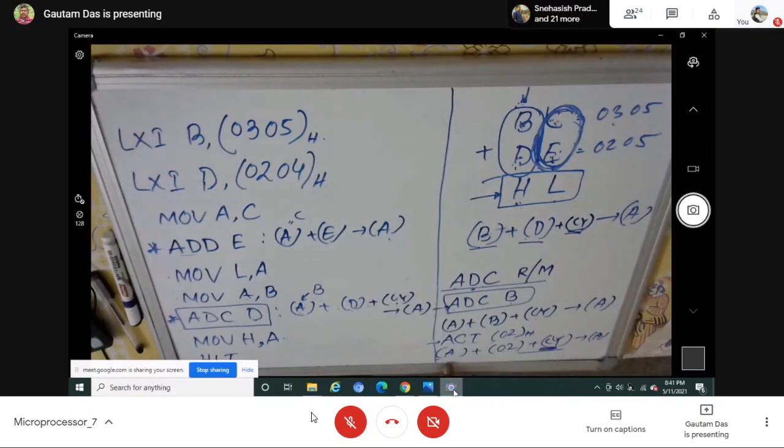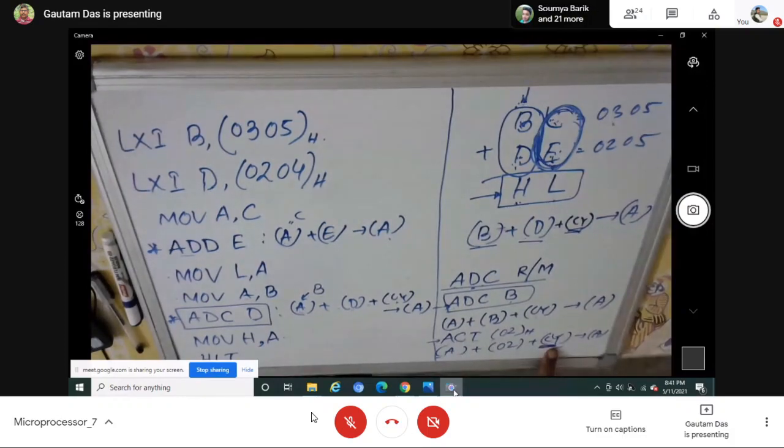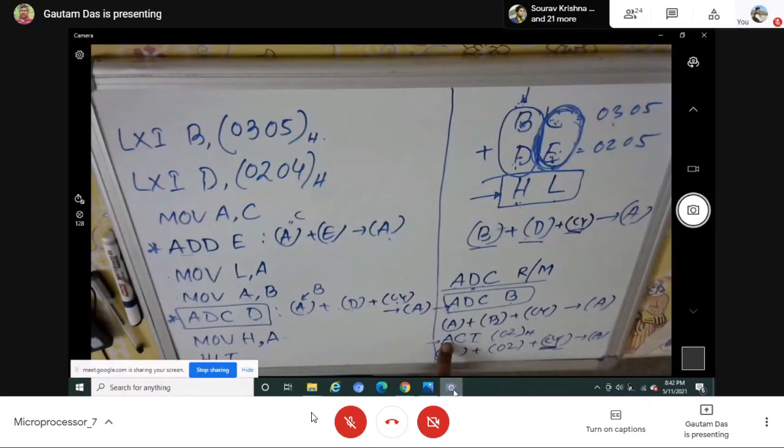But here, this instruction will add these three pieces of information: one 8-bit data, another 8-bit data, and the previous carry information. Previous carry means the carry which is stored before this instruction, not after this instruction. That carry will not be added here. That carry will stay the same, but it will not be added here. The carry information will be the previous carry information.